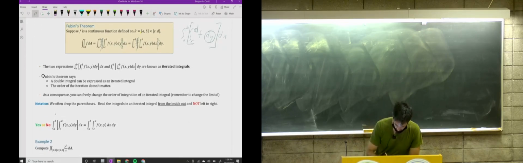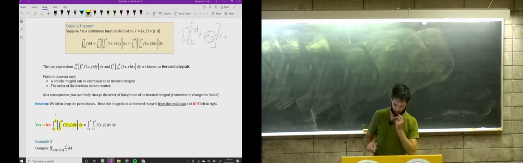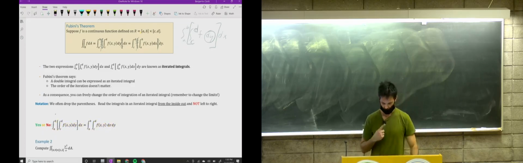Is it true that the iterated integral from a to b with respect to x of the integral from c to d of f of xy with respect to y is equal to the integral from a to b, the integral from c to d, f of xy dx dy? Is that a true equality? Say 1 for yes or 2 for no.